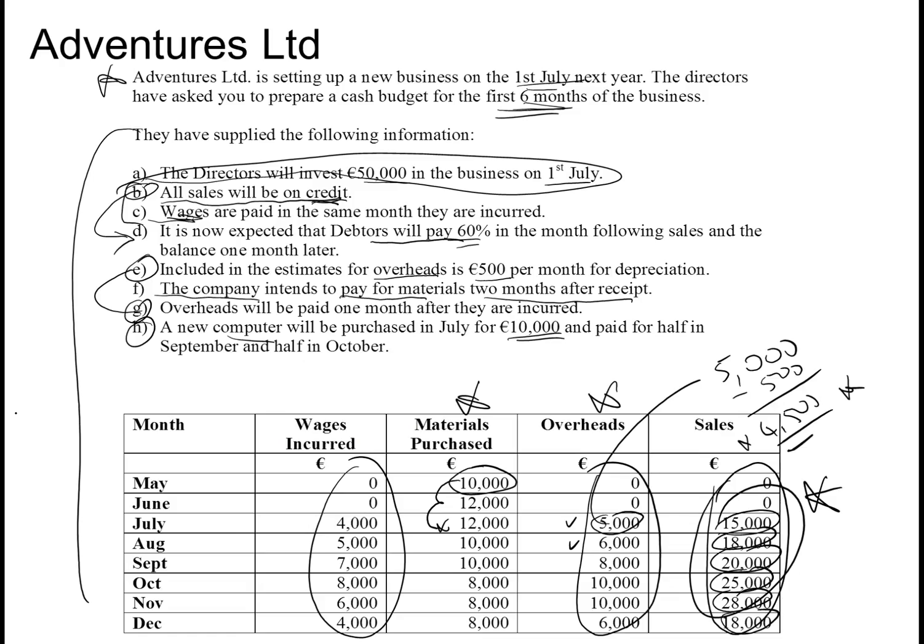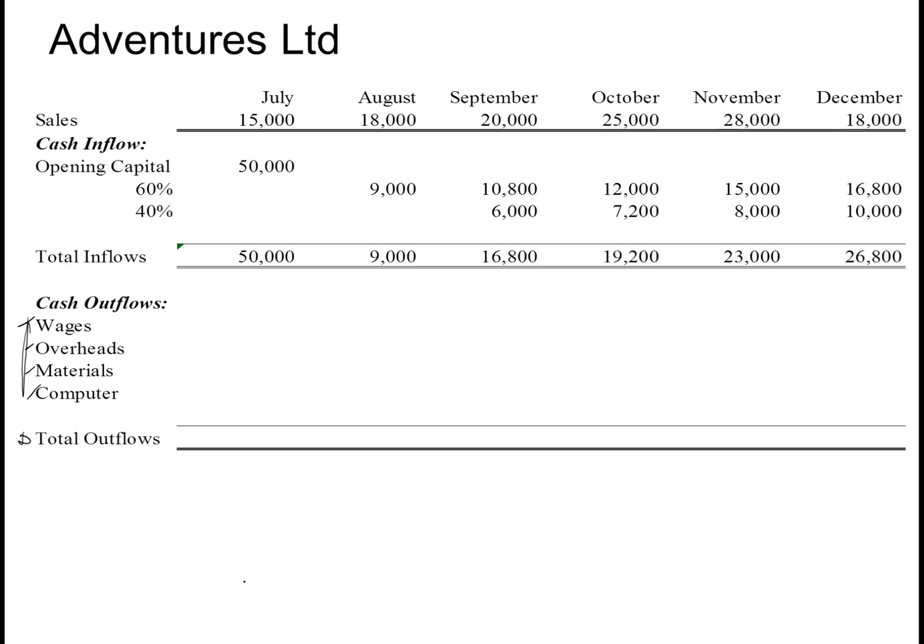So back to the question then, we can see the wages incurred, they're listed here, and wages are actually paid in the month they're incurred. So the figure for July will be 4,000, for August 5,000, and so on. So I'm just going to pop those in. So 4,000 in July, 5,000 in August, 7,000 in September, and then 8, 6, and 4 for October, November, and December.